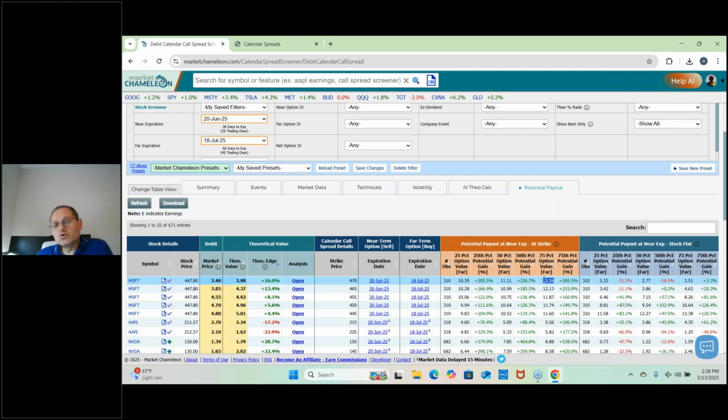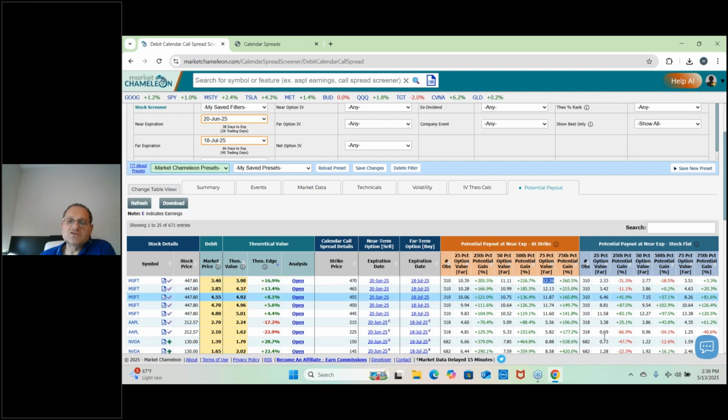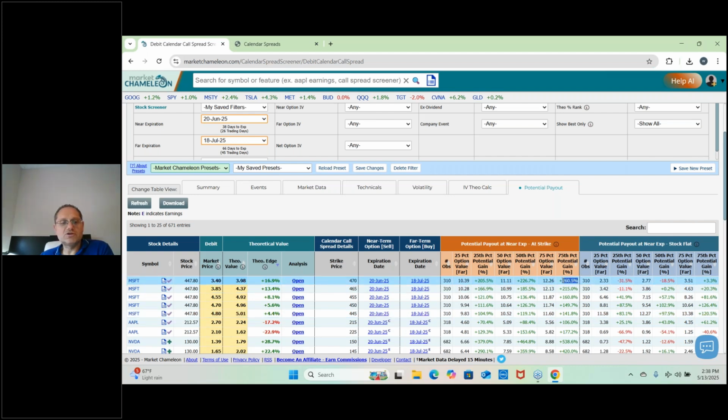If it goes our way to the 75th percentile, meaning that the implied volatilities do increase, right? The implied volatility for that option at expiration will increase, and it'll be in its 75th percentile rank. Well, then that option that doesn't expire will be worth $12.26, which is a 260% return. So if you're going from 340 to 1226, it's a 260% return. So that's if the stock goes to the strike.